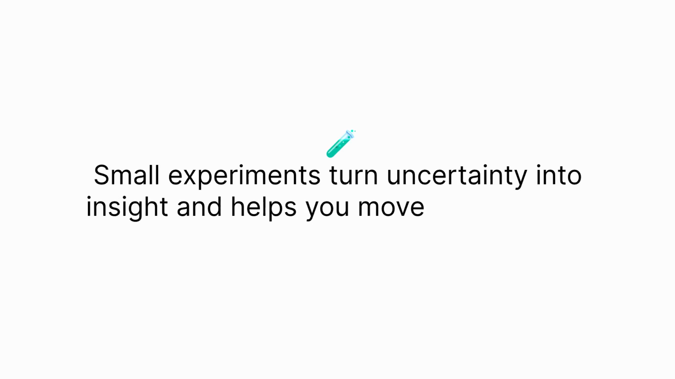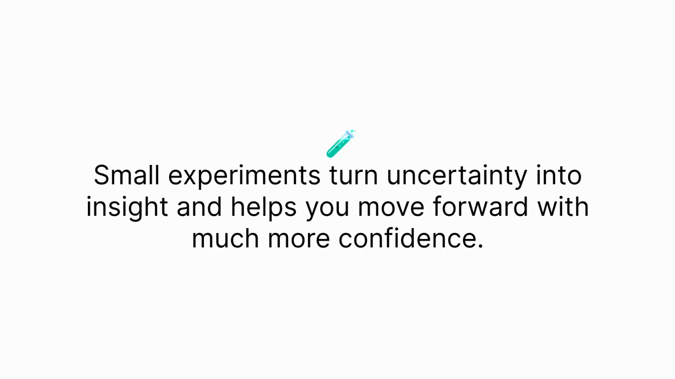For example, if you find out that users are dropping off because one step is confusing, depending on the situation, you might not need the full solution yet, especially if that's going to take much time. Sometimes I try to think of the simplest way, simple but yet effective way to solve the problem so that we can test quickly, get insight quickly, and iterate. Small experiments turn uncertainty into insight and help you move forward with much more confidence.